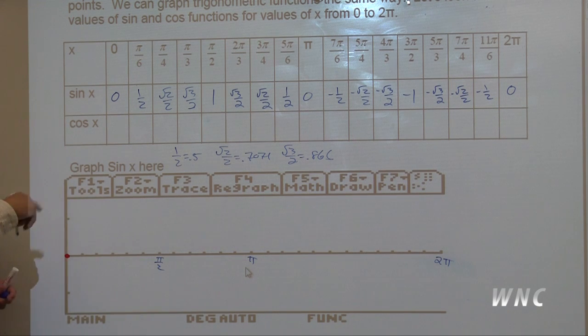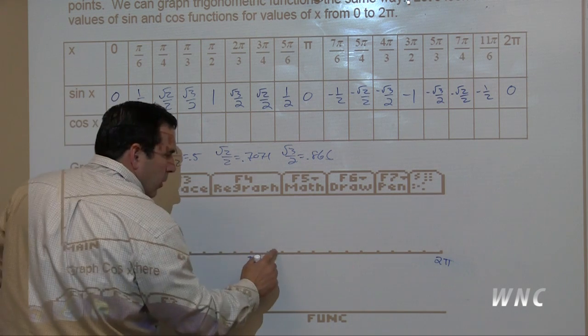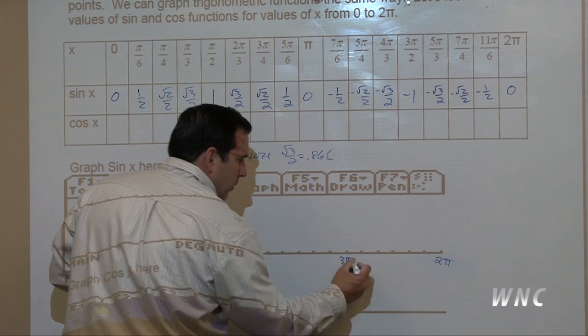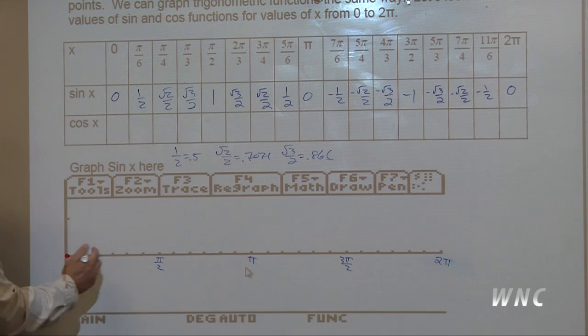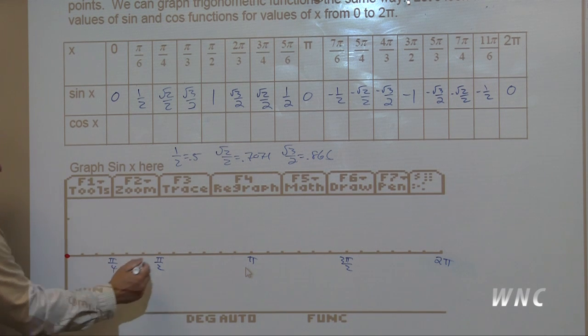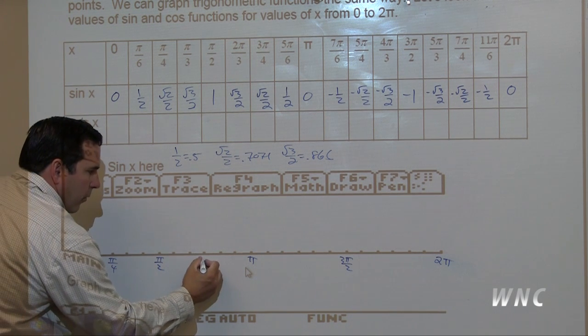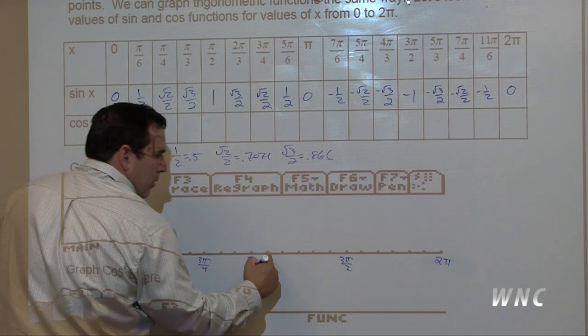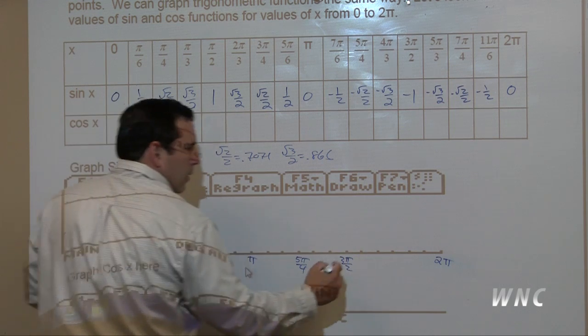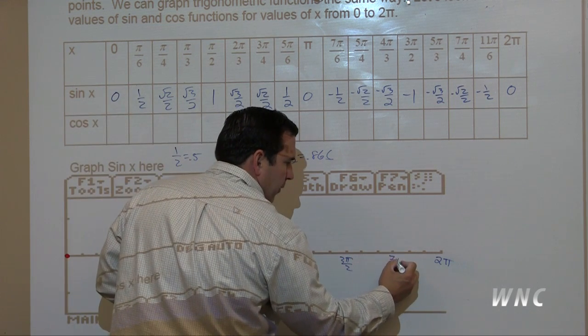I did this by these tick marks by pi over 24 on purpose. 1, 2, 3, 4, 5, 6. This is 3 pi over 2. That means this halfway mark is pi over 4. 3 pi over 4. 5 pi over 4. And 7 pi over 4.